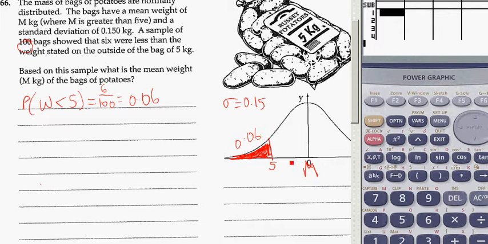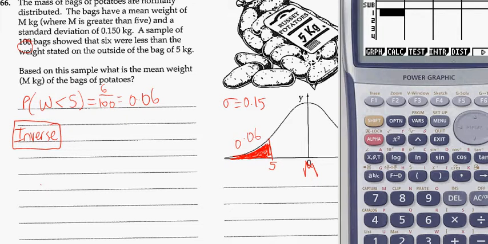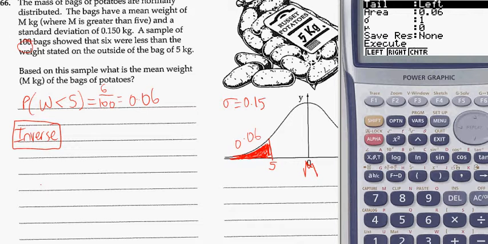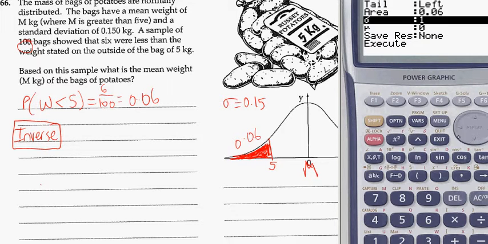And the question wants us to find the mean. So this sounds like an inverse problem. We're going to have to work backwards. We're given an area and we're going to go backwards. So we need to go to distribution, normal, inverse. It's a left tail. The area is 0.06. We put in the standard deviation of 0.15.